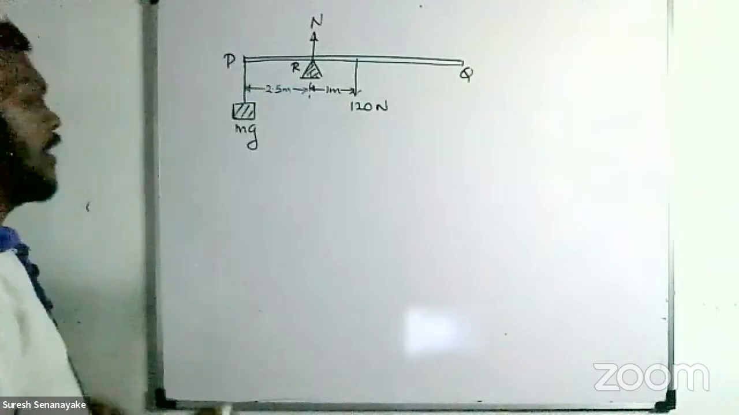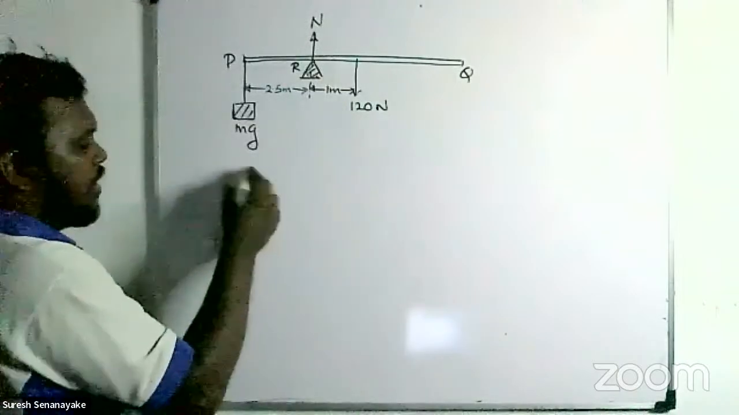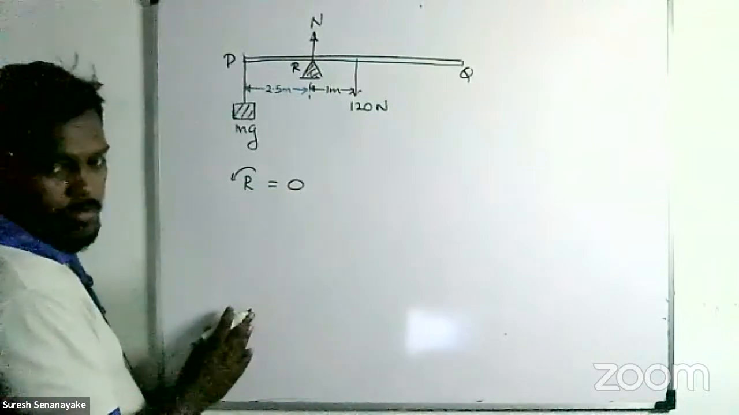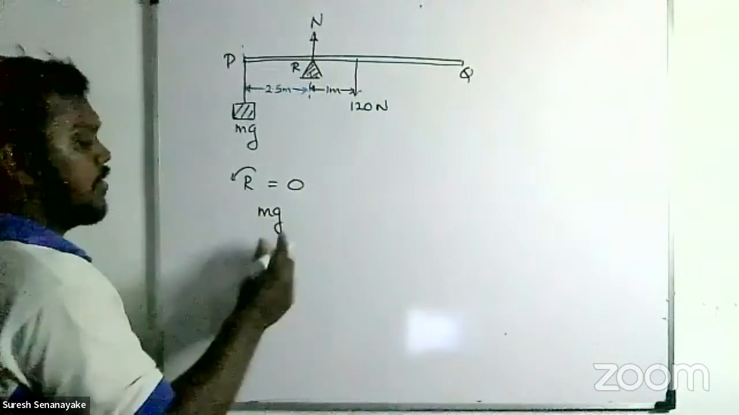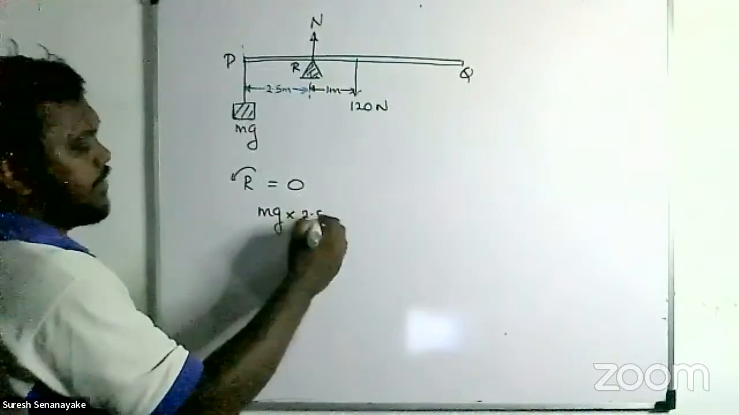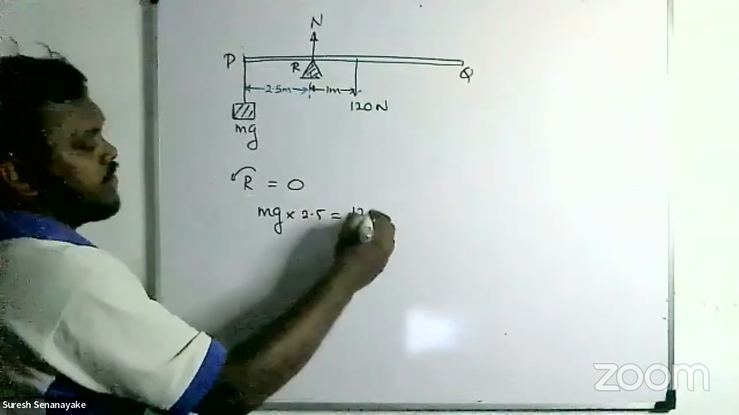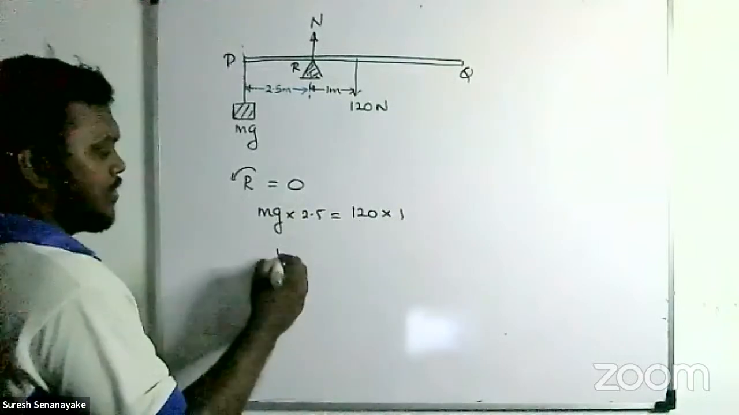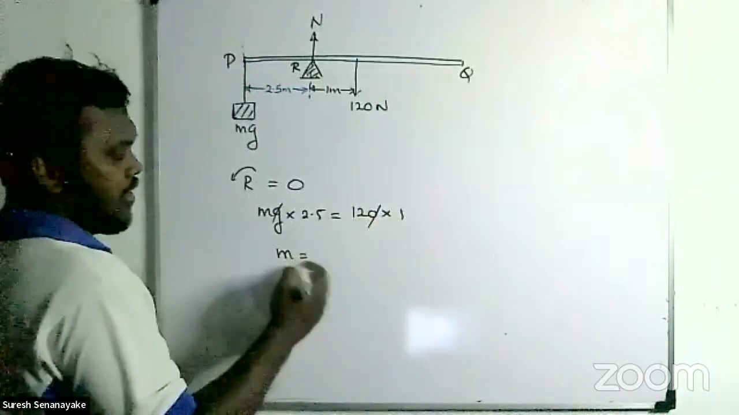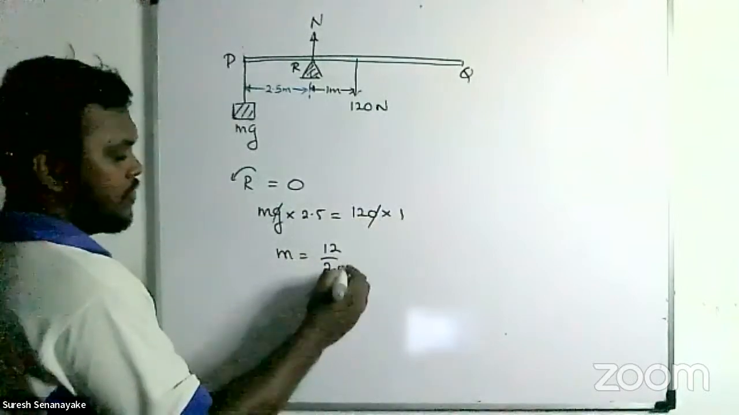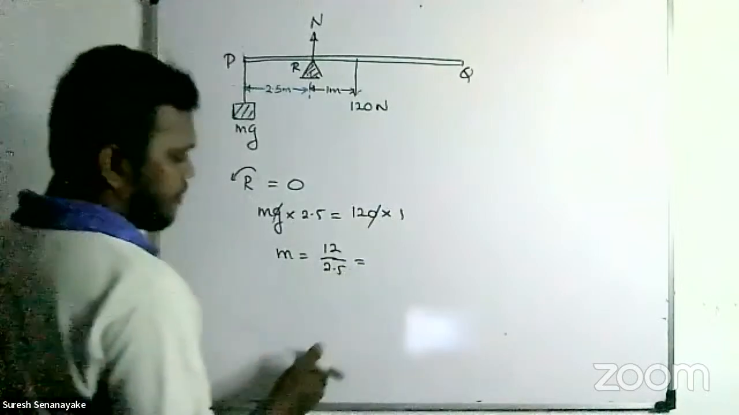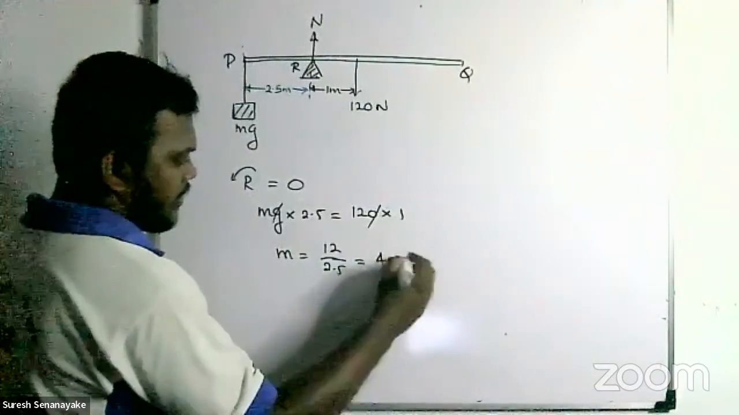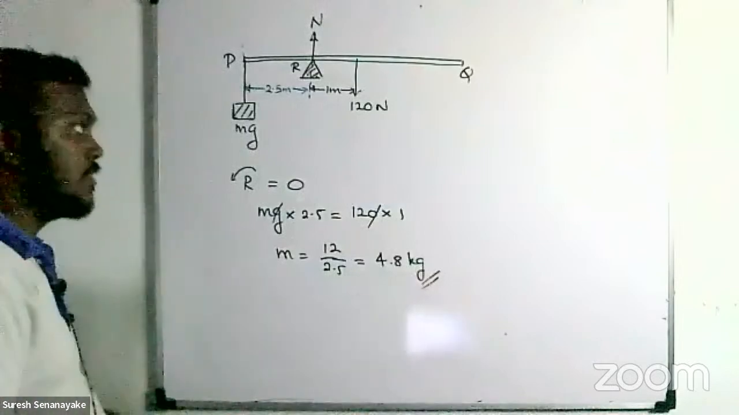If you take the moment about R, because it is in equilibrium, the moment about any point should equal 0. So mg multiplied by the distance 2.5, the clockwise moment, equals the anticlockwise moment, 120 multiplied by 1 meter. G is 10, so you can cancel. M then equals 12 divided by 2.5, that's 4.8. Yes, your answer is correct.